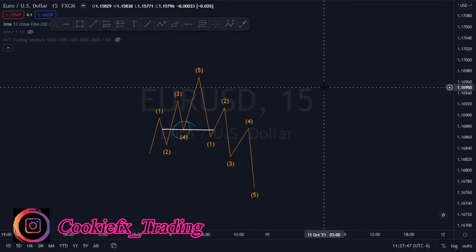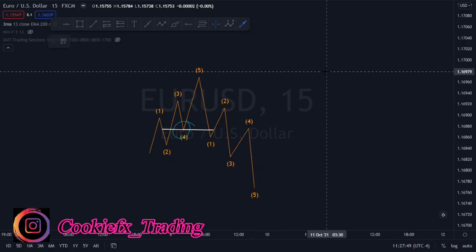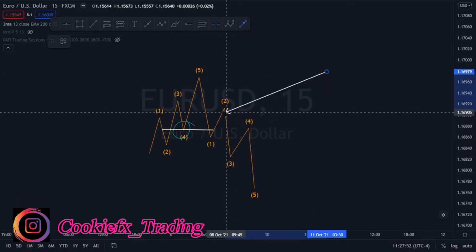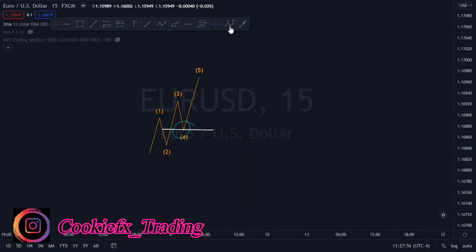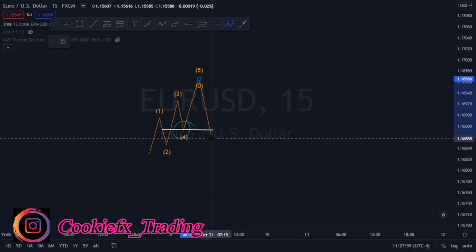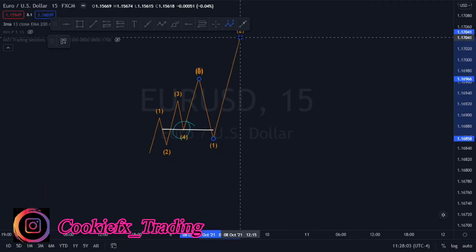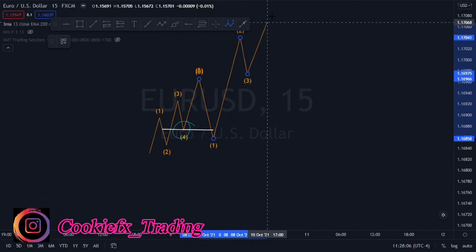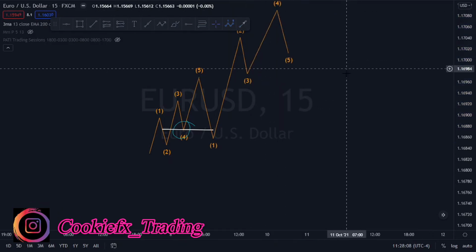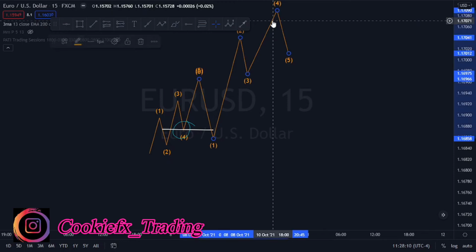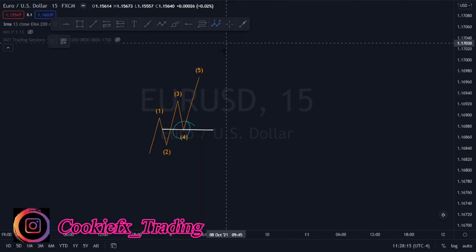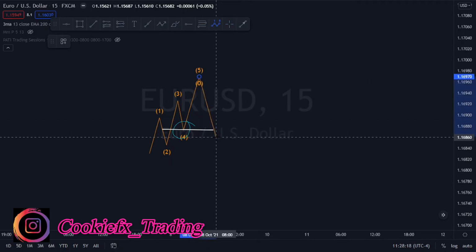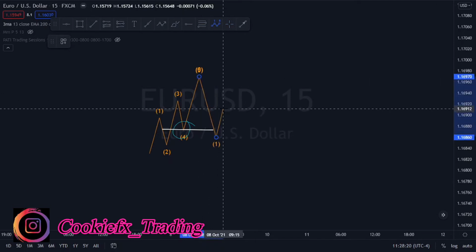But let me also say this: you want to really wait for point 6 to point 7, because it can do something like this. Point 6 can break point 4, but it can then continue on its original trend. So it's still following its original trend, if that makes sense. That's why I say wait for 6 to 7. Do not just think that because it broke point 4, it's going to continue on the downside.